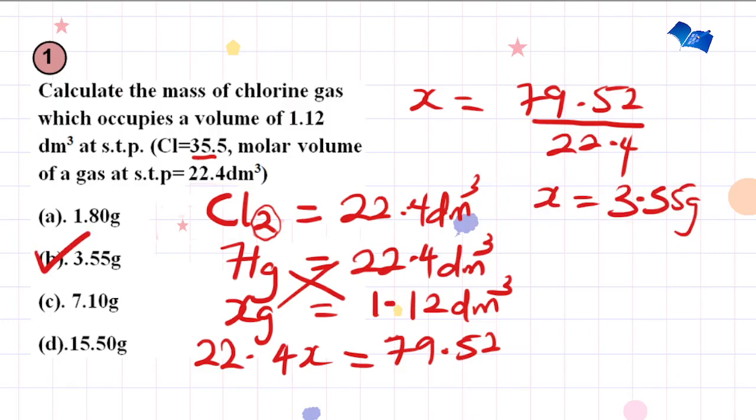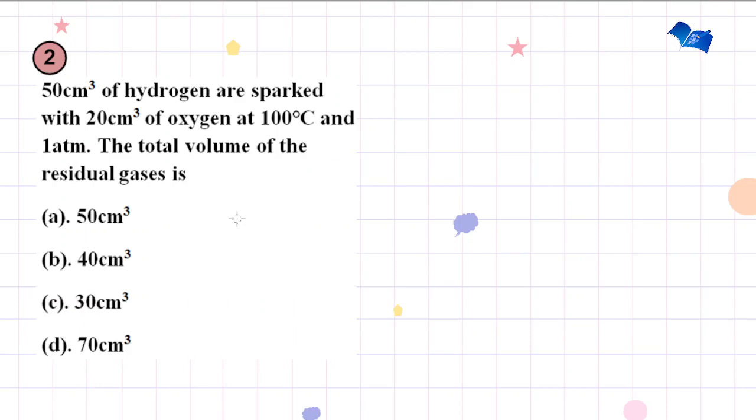I hope that was easy to solve. Okay, next question. 50 cm cube of hydrogen are packed with 20 cm cube of oxygen at 100 degrees Celsius and 1 atm. The total volume of the residual gases is, now this question is in accordance with Gay-Lussac's law of combining volumes. First of all, you're going to have a balanced reaction equation between hydrogen gas and oxygen gas.